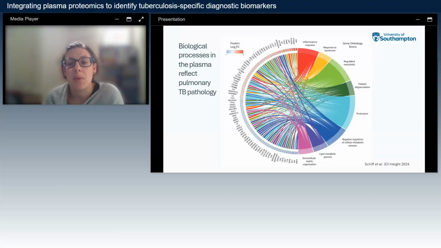And you can see that there are important processes in there like proteolysis and extracellular matrix organization, which biologically are key to the processes. So we think we've captured a very good representation of what's going on in the lung in pulmonary TB in the blood plasma.